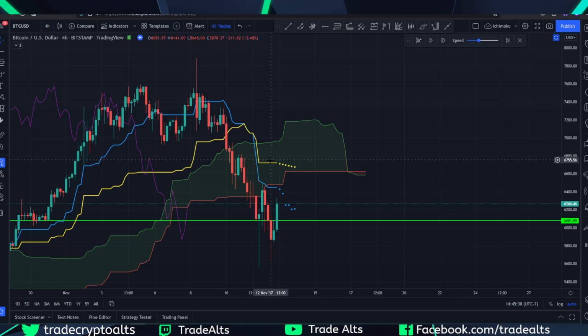So here you have Tenkan and Kijun flattening out. So again, loss of bearish momentum. And the cloud is pretty thin here. Chikou span is going back inside the cloud.